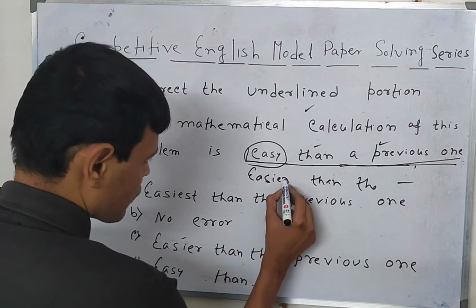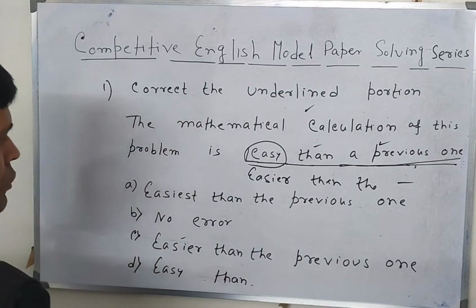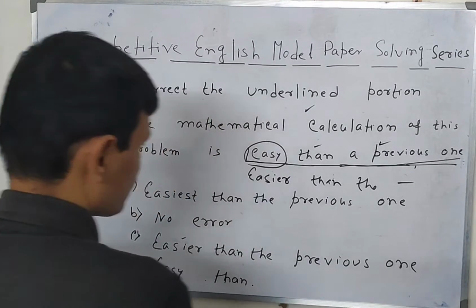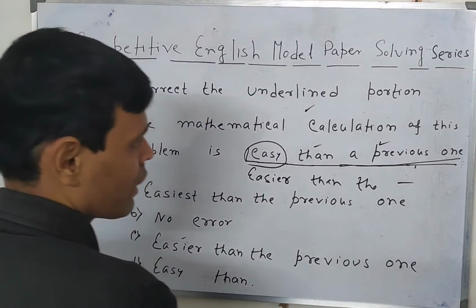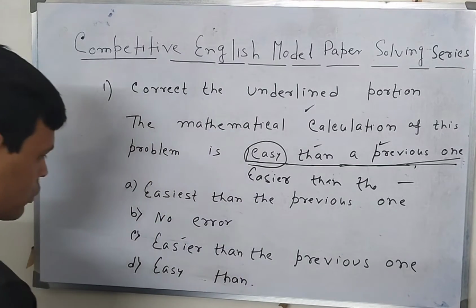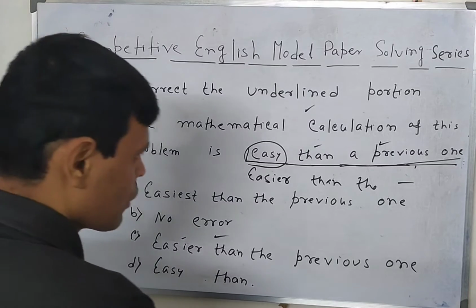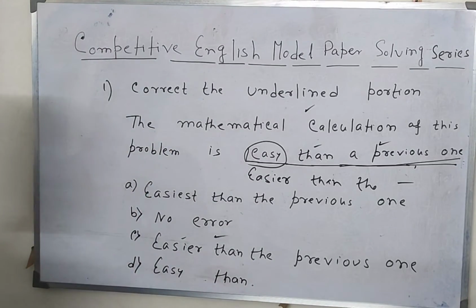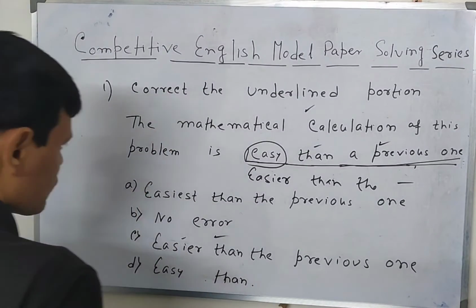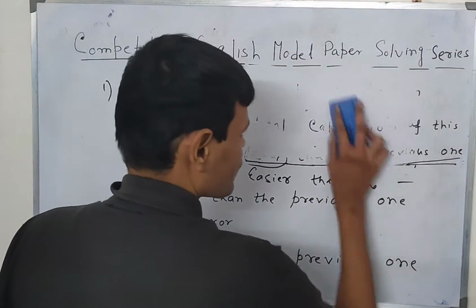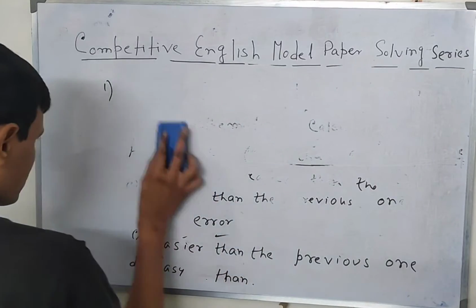And this is the thing that the exam wants from you. So this is the answer. Be careful about the answer. A comparative form is there, so comparison must be given. The comparison is given, but the adjective or its form is not properly given.